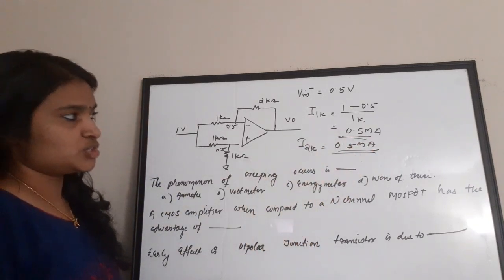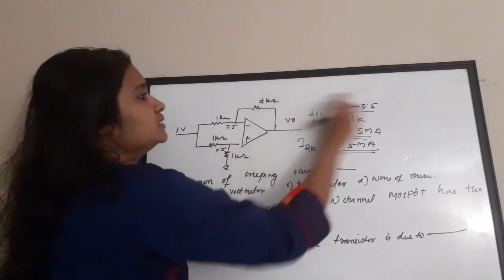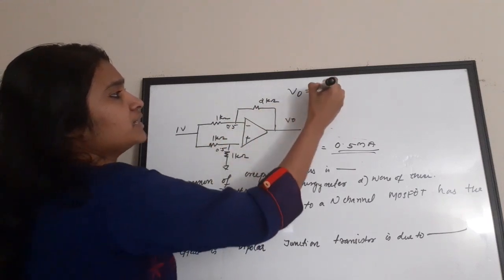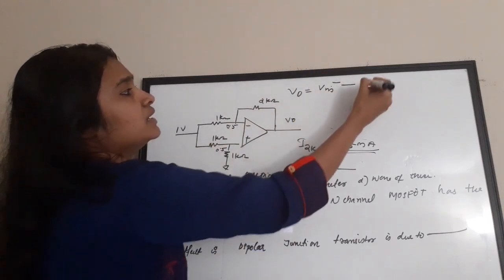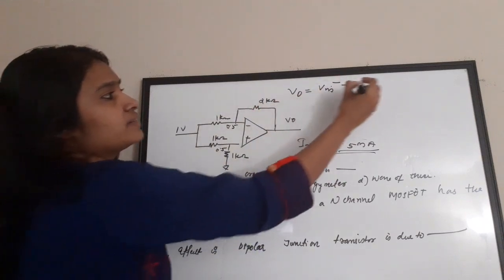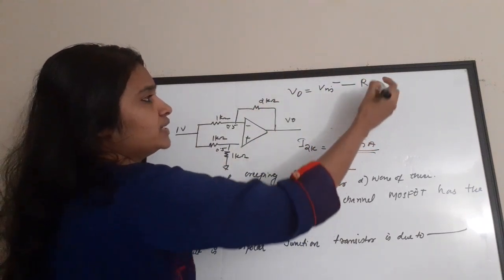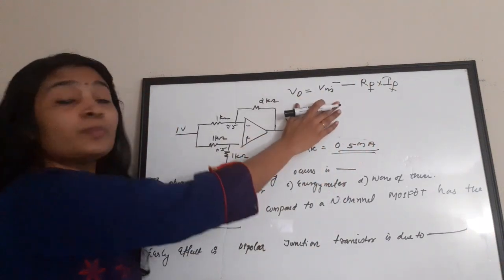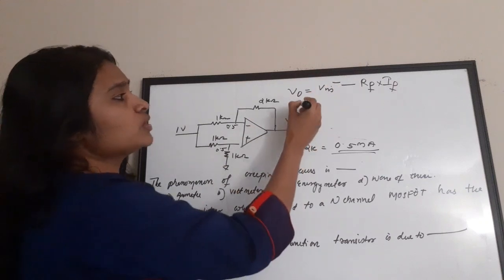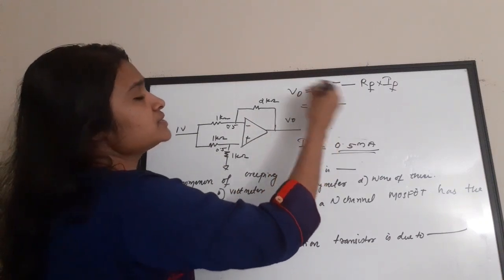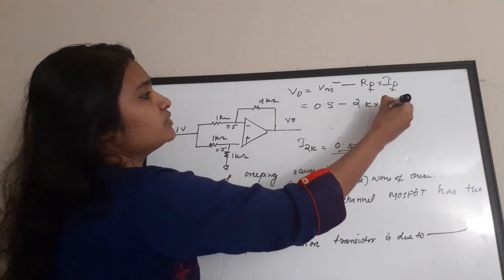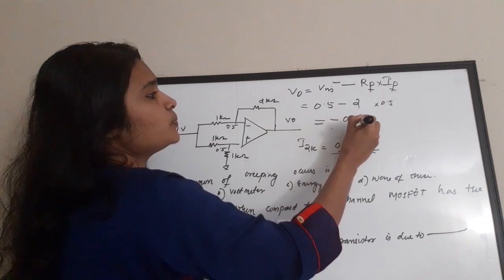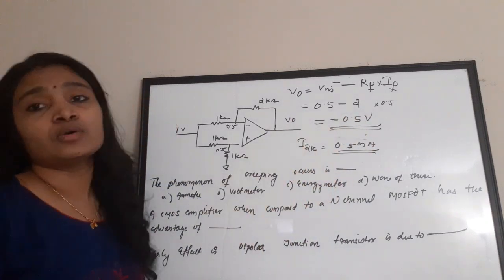Now, the equation for finding V out is nothing but, I'll write it here, V out is equal to V in minus this feedback resistance RF, we'll put the value later, into the feedback current IF. This is the equation. This we have discussed in the op-amp numericals part 1 video. Please do watch that video. Okay. 0.5 minus RF is 2K into 0.5 milliamps, right? So K and milli will get cancelled and the value is minus 0.5 volt will be the output voltage.